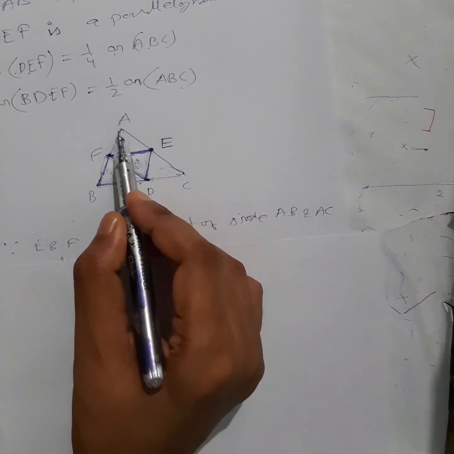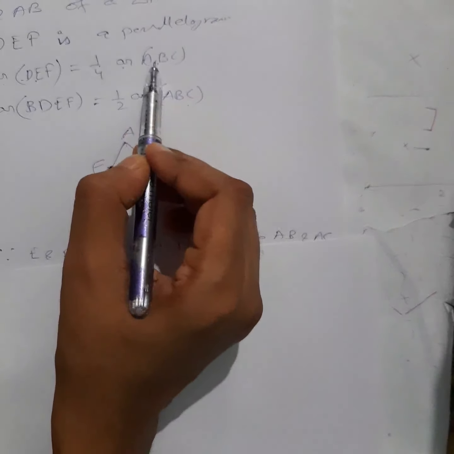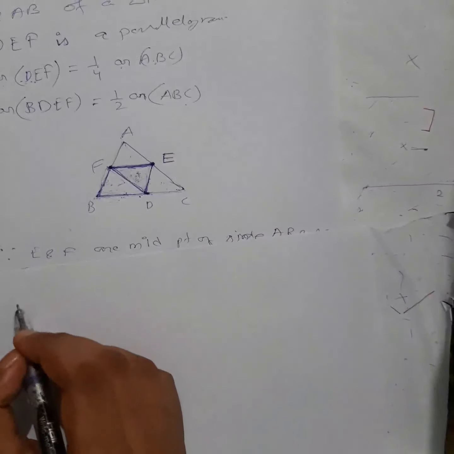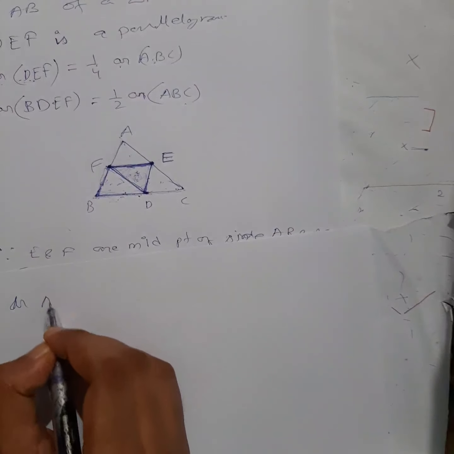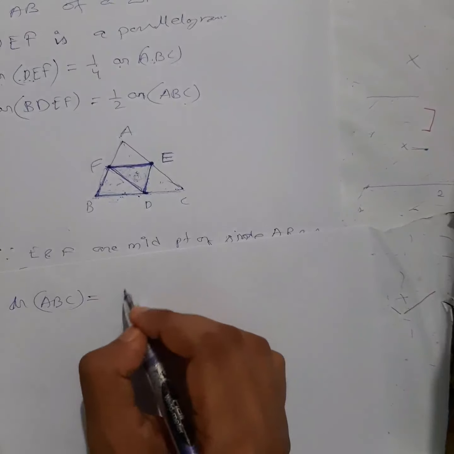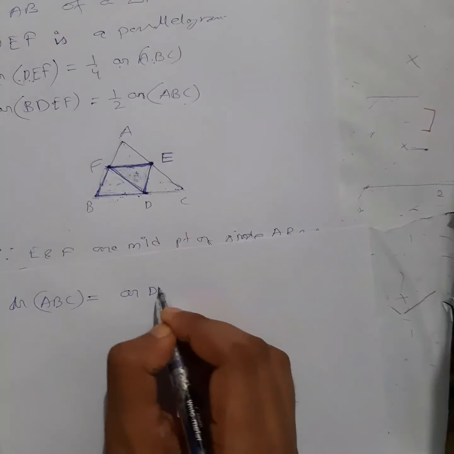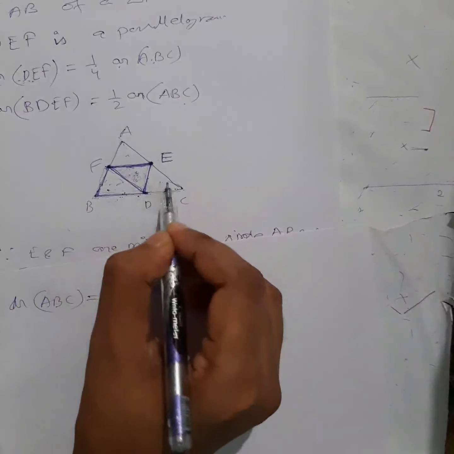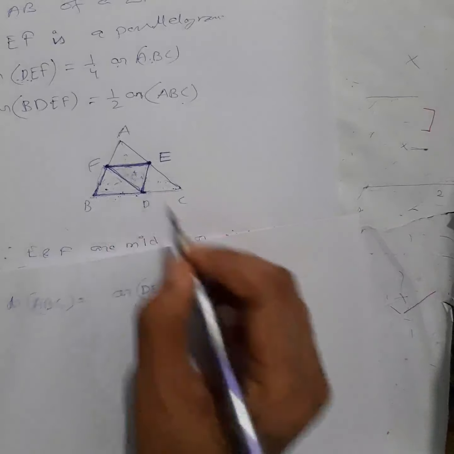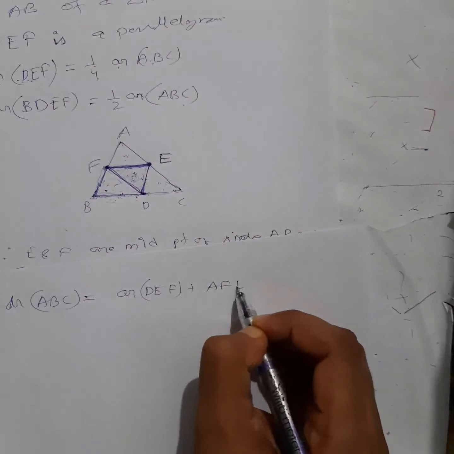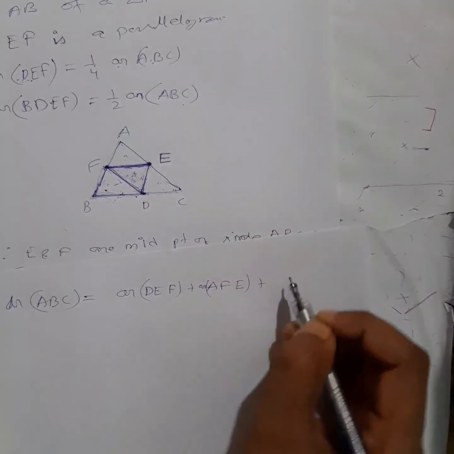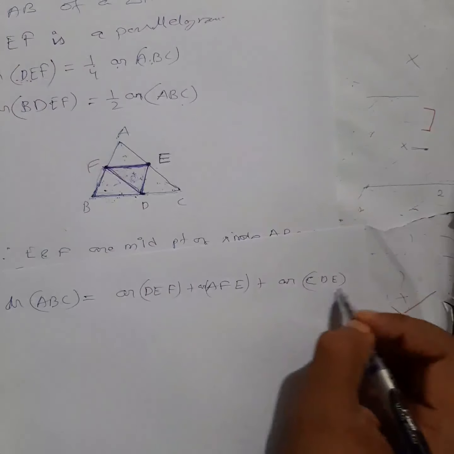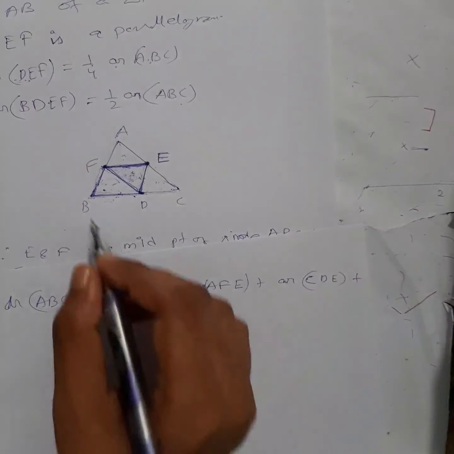First thing, I have to make an equation of ABC. You can see question number two, how we'll prove the area of ABC and DEF must be there. So see how I'll make the area of ABC. Can I write area of ABC is which one? This plus this plus this plus this, right? Area of DEF plus area of AFE plus area of CDE plus area of BDF.